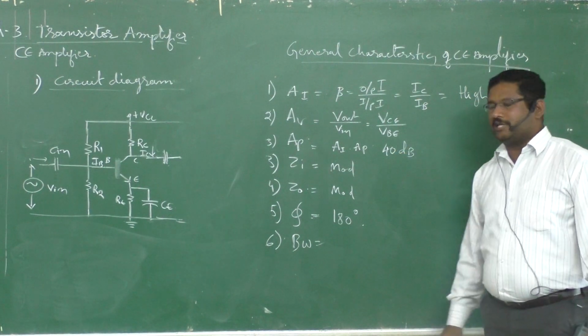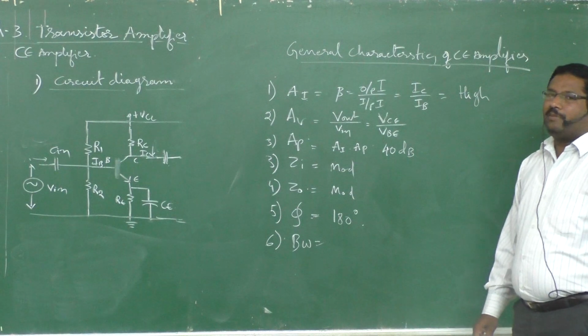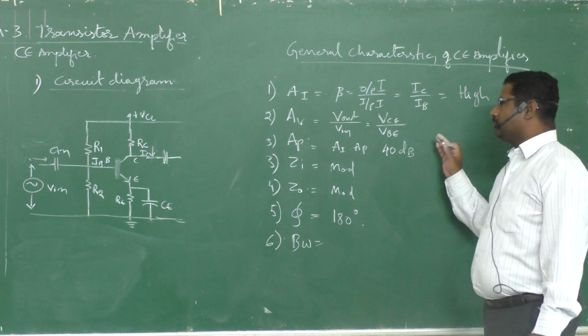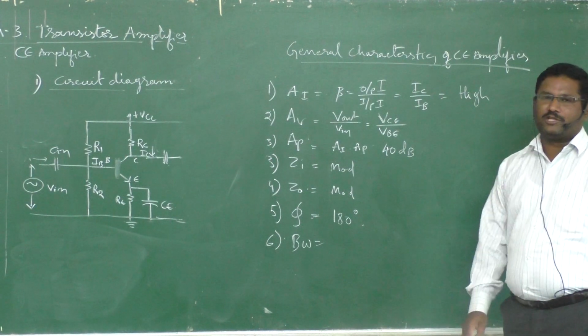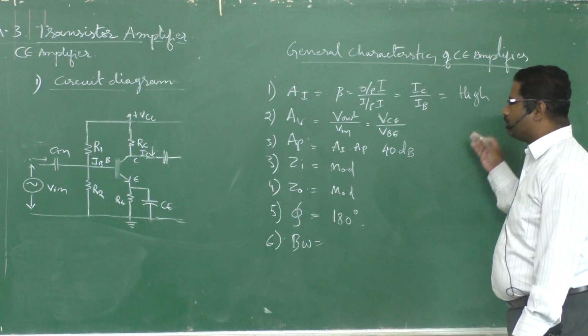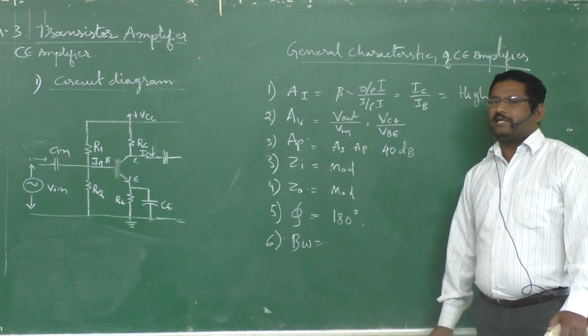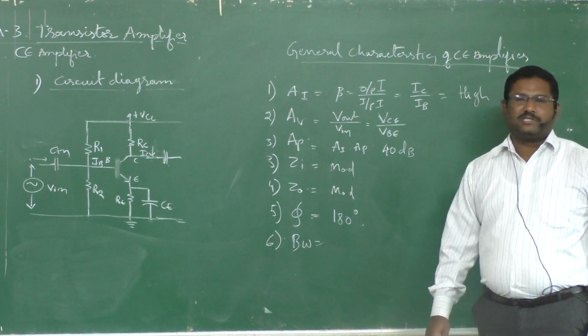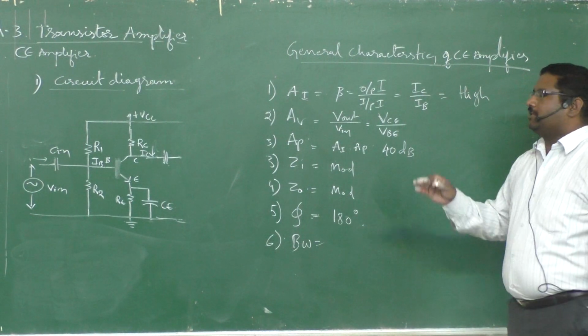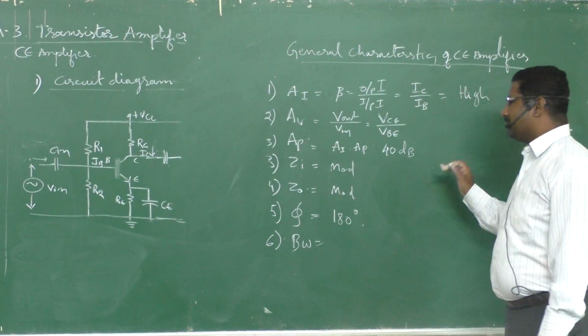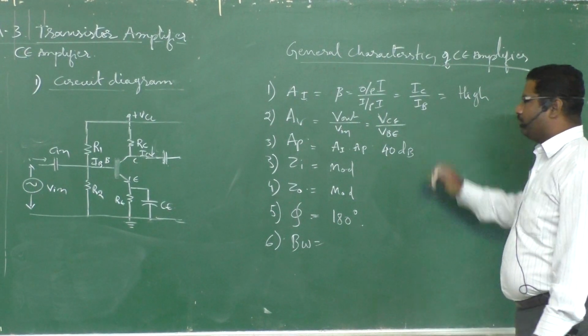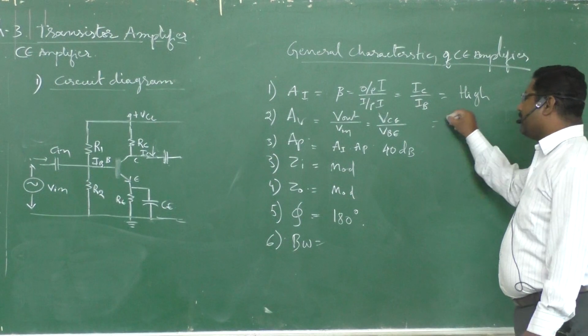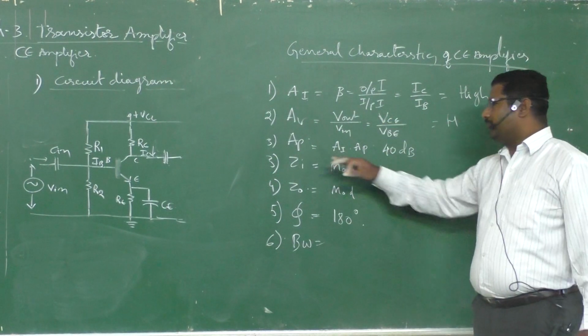And what about the voltage gain? So voltage gain here it will be moderate. Moderate means the ratio of the output voltage to the input voltage. So what is output voltage? Output voltage is voltage taken across the collector to emitter. So that is VCE. And what is the input voltage? That is VBE, the voltage applied across the base emitter. So here this ratio would be high.